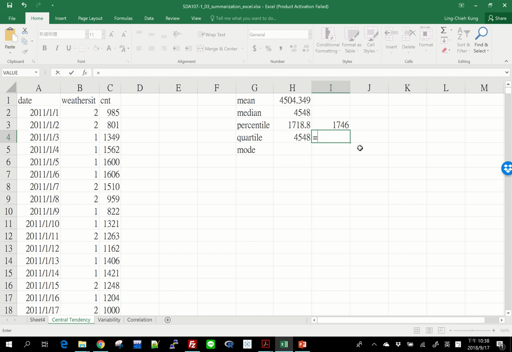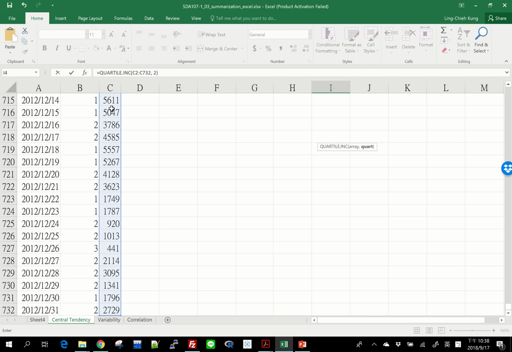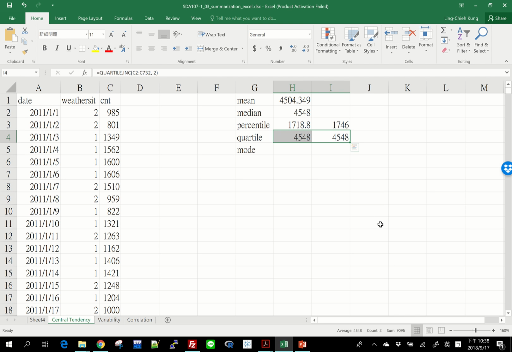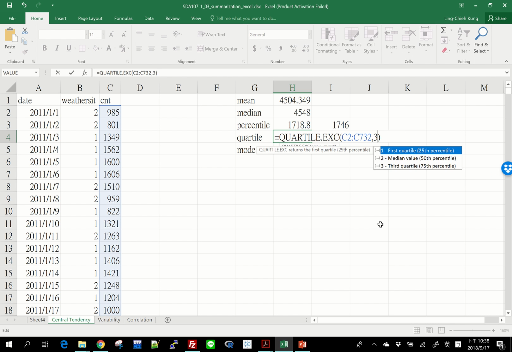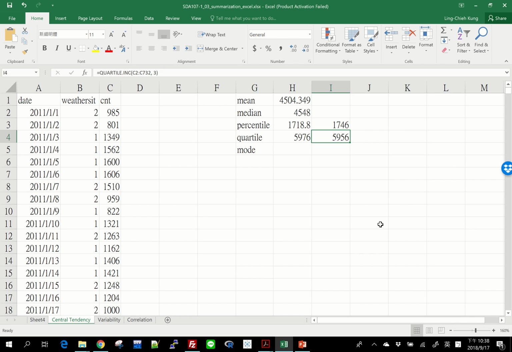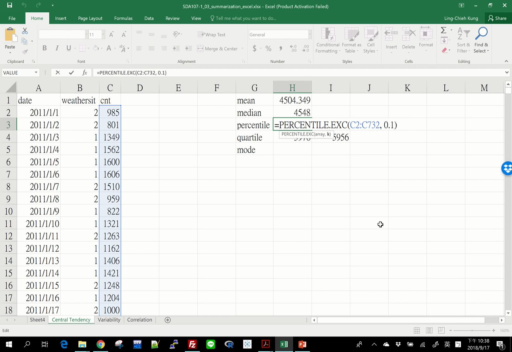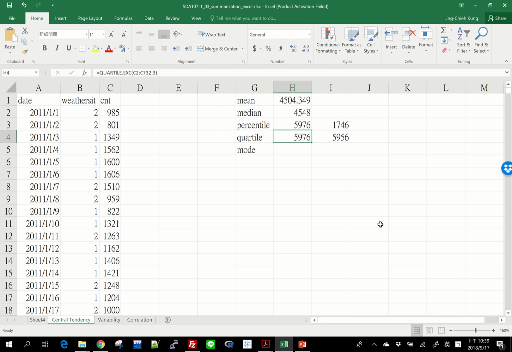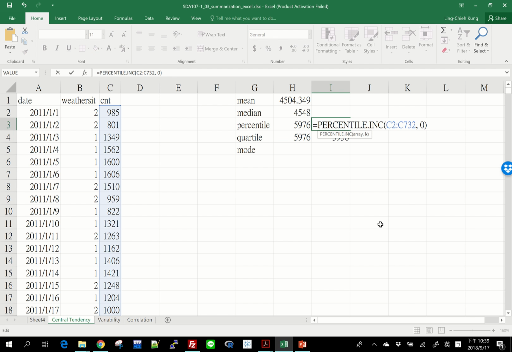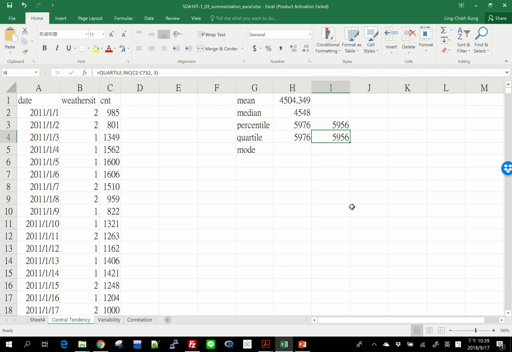Or if we want, we may try the inclusive version. Again, I select all these values, and I say 2. When it's 2, it doesn't really matter. How about I try 3? Then you can see, again, some tiny difference, but I don't think that's a very big problem. If you want to double check, I try the 75th percentile. Naturally, it's the third quartile. Nothing really surprising. For the other function, it's the same.